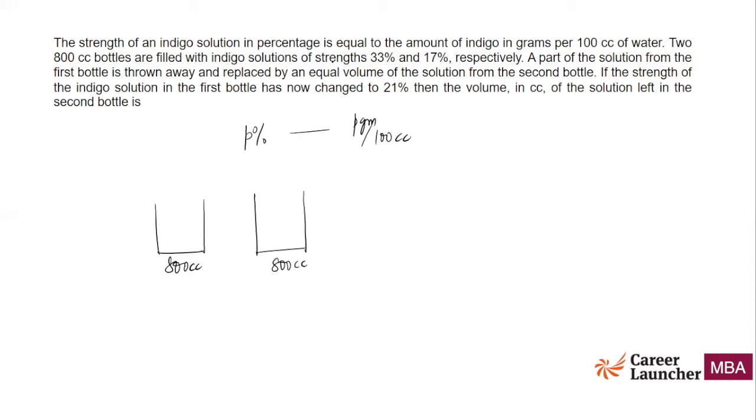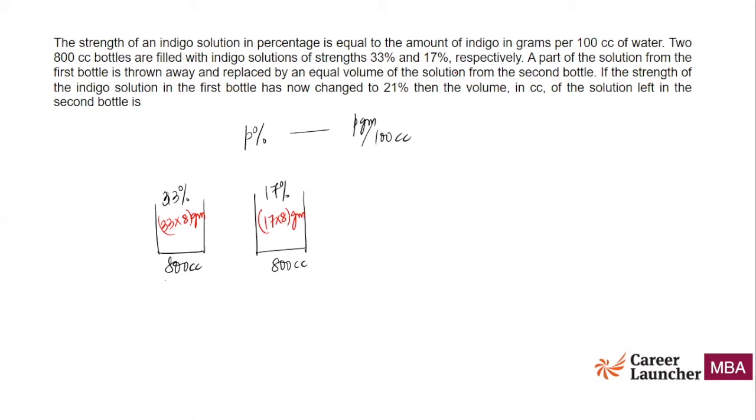And they are filled with indigo solutions of strength 33% and 17%. So we have 33% indigo here and 17% indigo here. That means there is 33 into 8 grams of indigo here, because out of every 100 cc you get 33, so out of 800 it should be 33 into 8. Similarly, the amount of indigo over here should be 17 into 8 grams.